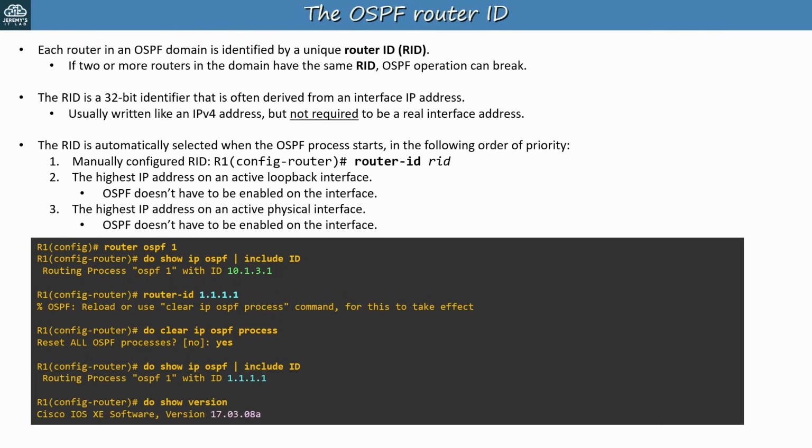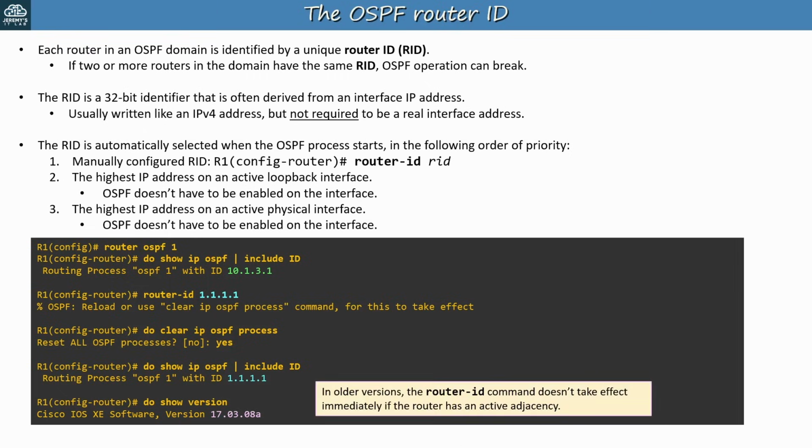Note the software version on R1, IOS XE version 17.03.08a. In older versions of IOS XE, like this, the router-id command doesn't take effect immediately if the router has an active adjacency. So we have to reset OSPF. But in newer versions, that's actually not the case.